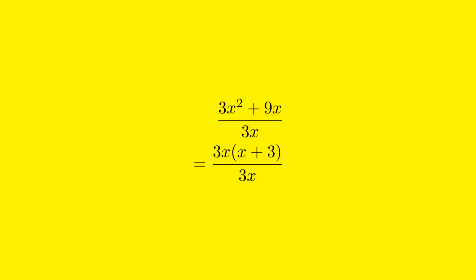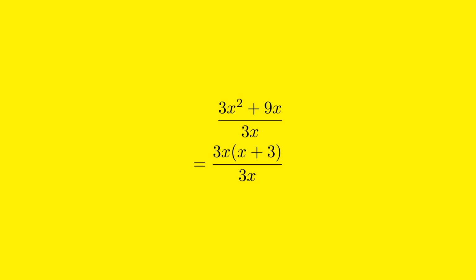So, 3x squared becomes 3x times x, and 9x becomes 3x times 3. Thus, when we factor out the common term 3x, the numerator becomes 3x times the quantity x plus 3. Now the expression looks like this: 3x times the quantity x plus 3 divided by 3x.